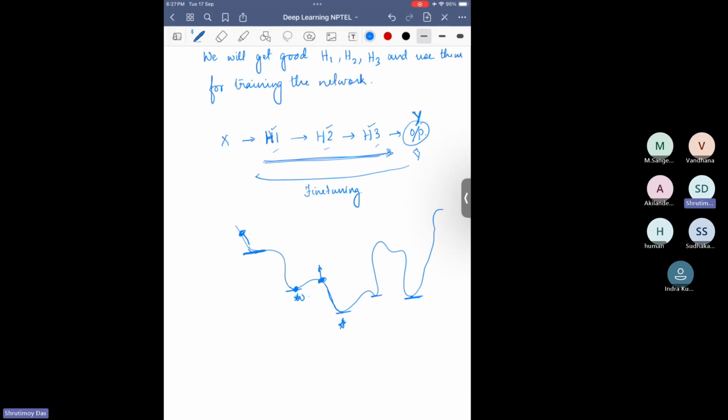But now, because we saw that in order to get good representations H1, H2, and H3, you already have some information about the weights, it basically gives us a good initialization. This could possibly be a good starting point for the weights of the neural network. So now if I start my gradient descent from here, it will most probably come to the global minima of the non-convex function.